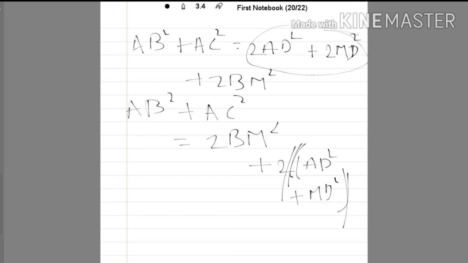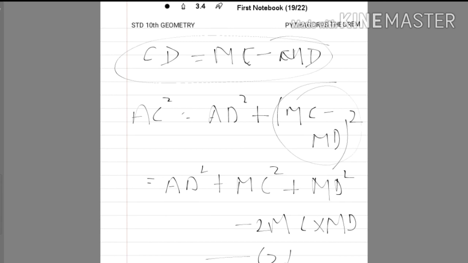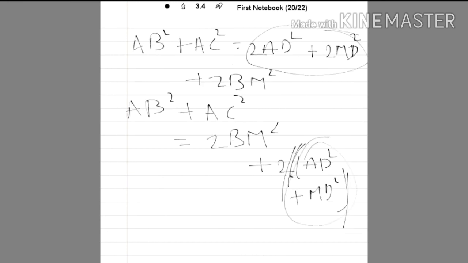So now AD square plus MD square, can you see here this small triangle that is ADM? We can say that AD square plus MD square is equal to AM square by Pythagoras theorem. So we can just substitute this term by AM square.